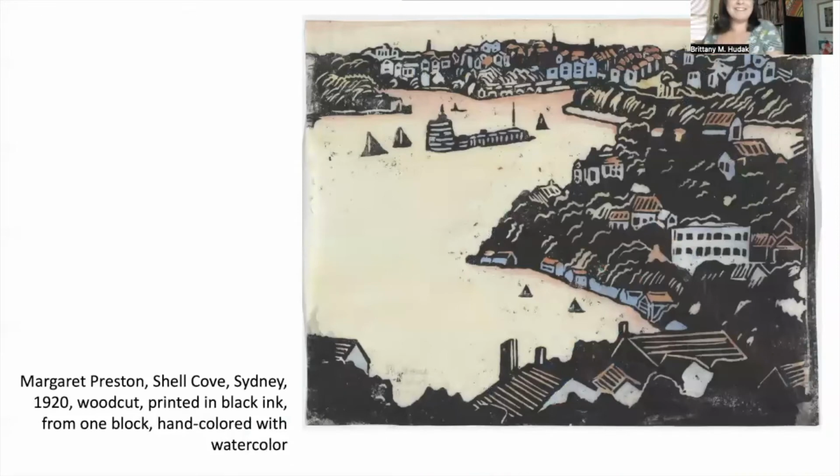Margaret Preston takes this knowledge back to Sydney in 1920, and Preston starts to abandon the multi-block technique right away. And I completely understand why. It's very arduous and time consuming, and it's difficult to register. So instead, she's starting to leave her prints either in black and white or hand coloring them with watercolor, like this lovely print of Shell Cove from 1920. So she's showing an Australian view in this new kind of Japanese technique.